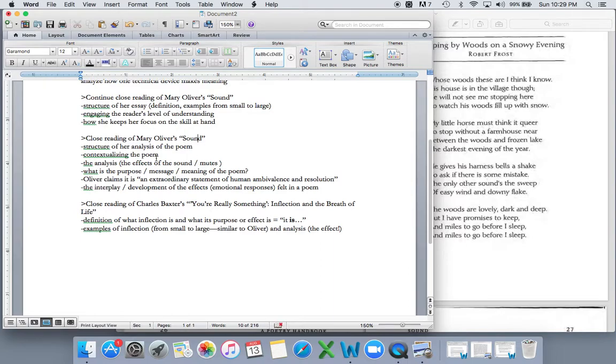So we're going to move on to a quick look at how she structures the analysis of the poem. It's example number 3, just so you have some foundation to build off of yourself. And then we'll move to Charles Baxter. So we're going to look at the structure of her analysis, how she contextualizes the poem, and then how she manages and develops the analysis throughout the poem, one bit at a time.